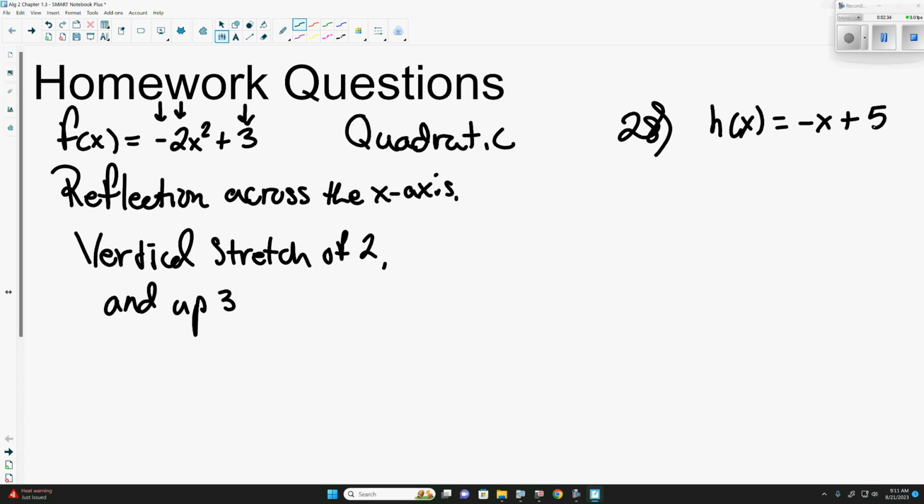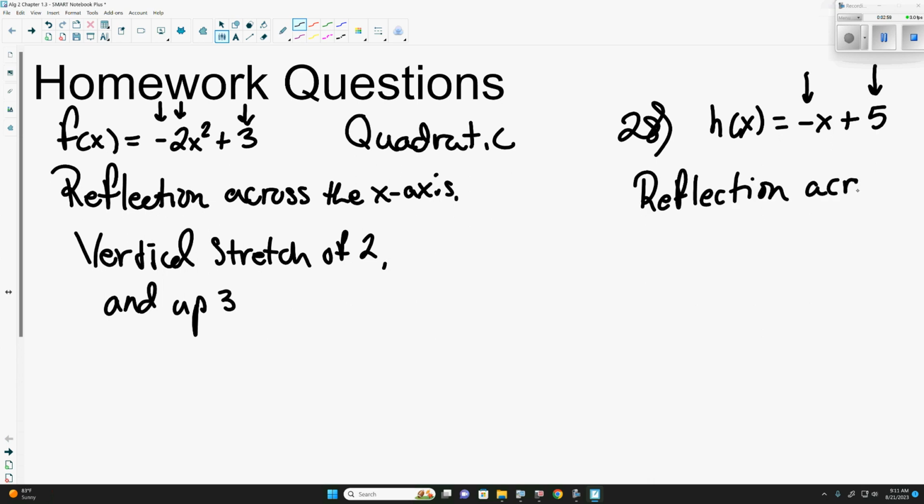Now 28, use a graphing calculator to graph the function and its parent function, then describe the transformation. So we're not graphing, we just need to describe the transformation. Now for this one here, it is a linear function, but there are 2 transformations that are occurring. We have the negative in front of x, and we have the plus 5. Well, the negative in front of x is talking about a reflection.